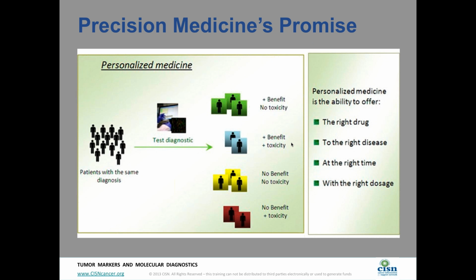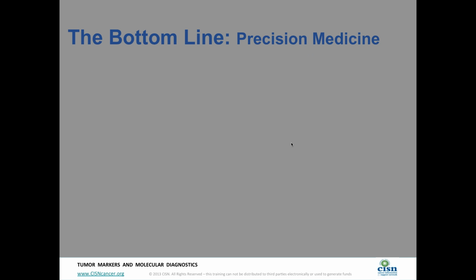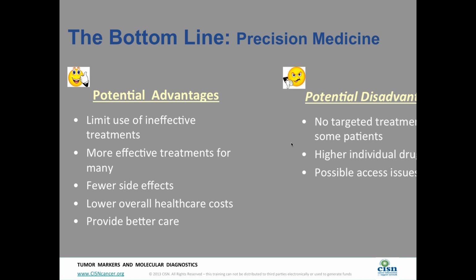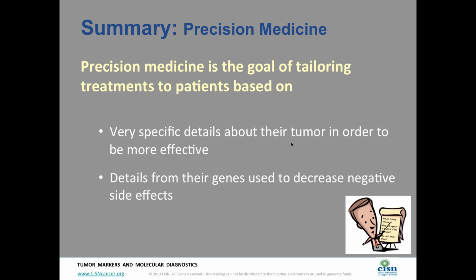And I once heard that precision medicine is actually doing personalized medicine more precisely, and I think that's kind of the target here. So the bottom line is that possibly precision medicine can limit the use of ineffective treatments, and more treatments will be effective with fewer side effects, lower health care costs, and better care for your patients.